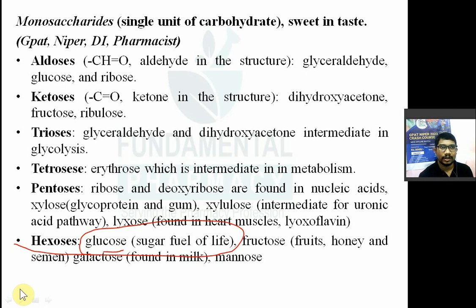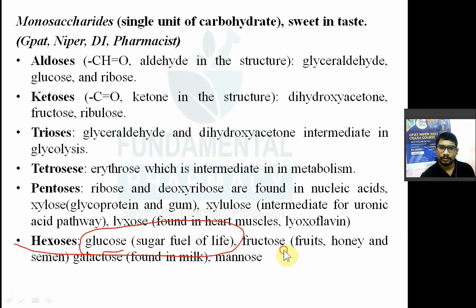सो आप मर सकते हो. That is known as hypoglycemic shock. So if there is no glucose in your blood, brain will get hypoglycemic shock and you will go into coma and death. So brain is totally dependent on glucose for energy. Okay. So glucose is a hexose, right? So glucose is known as a sugar fuel of life.